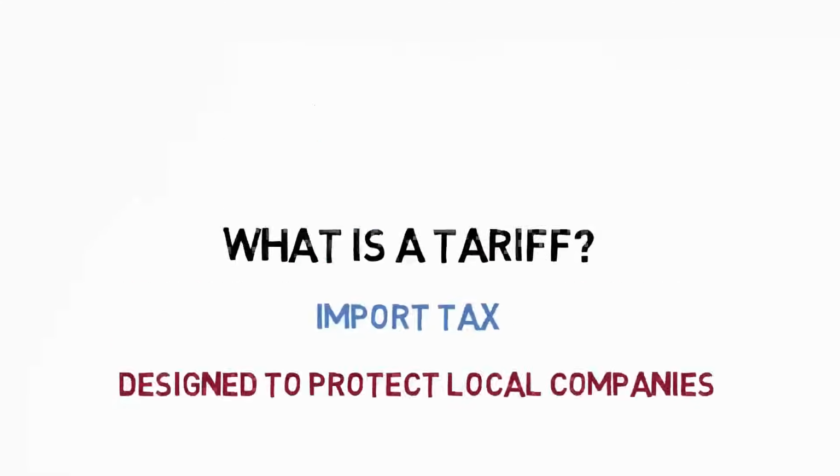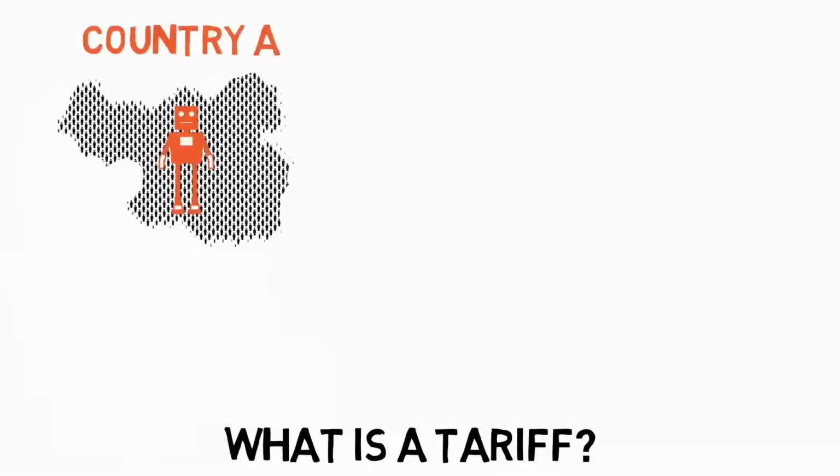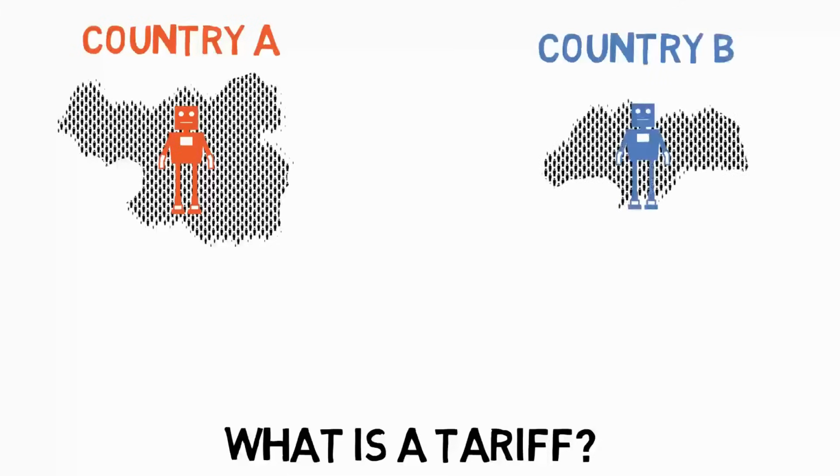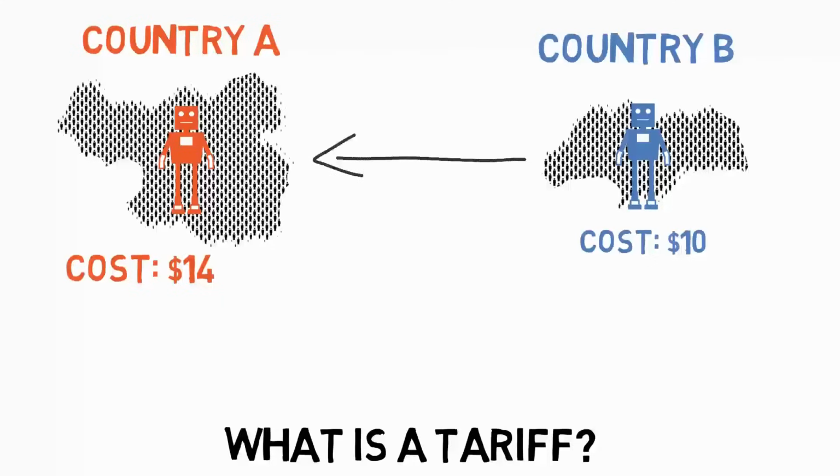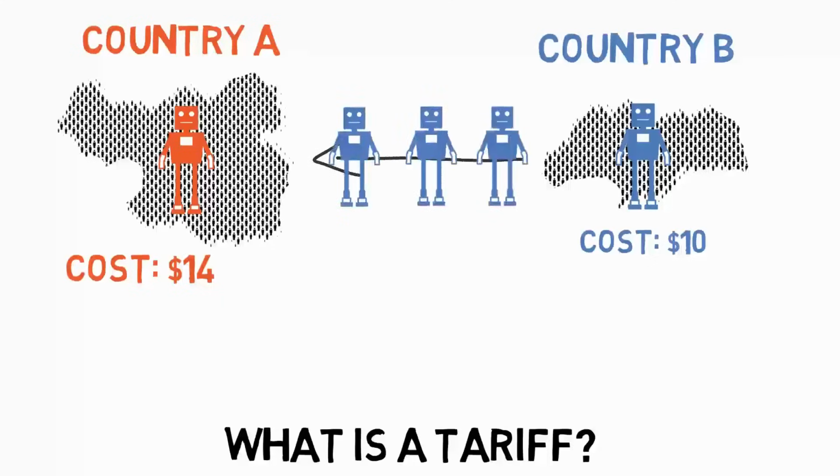Let's imagine that country A produces widgets, and country B produces similar widgets. Country B is able to produce their widgets for $10 each, while in country A it costs them $14 to produce their widgets. Well, in an effort to get more business, the manufacturers in country B decide to sell their widgets in country A for just $13 a widget. As you can imagine, this isn't good for the manufacturers in country A. Now they can't sell their widgets for a profit.